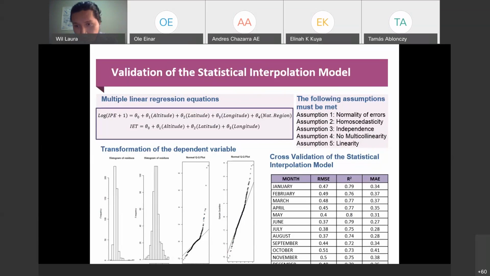As you can see in the chart, we calculate measures to get a sense of how well our estimated values match the observed values. We calculated these measures for each month and for each index. Once we get these values, we have the confidence to use this multiple linear regression to make the spatial interpolation.